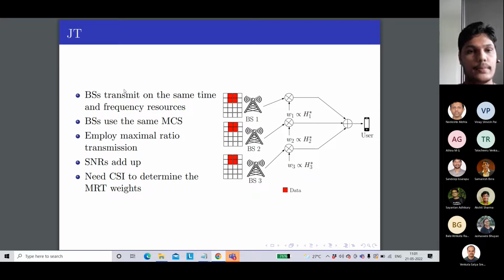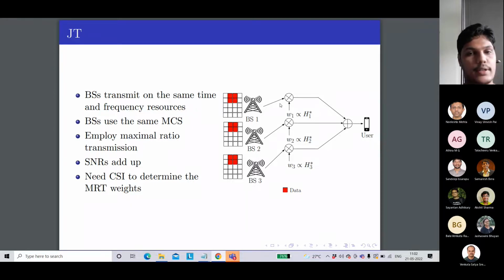So joint transmission, abbreviated as JT. In joint transmission, the base stations transmit on the same time and frequency resources. We can see the time frequency grid, and the data is getting transmitted on the same time and frequency resources. All the base stations use the same modulation and encoding scheme, and the base stations employ maximal ratio transmission.